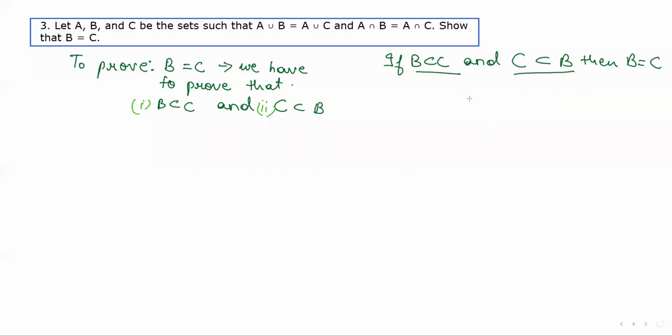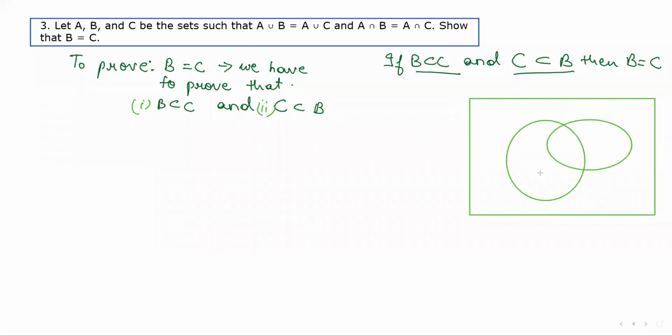If you draw a Venn diagram for two sets A and B, then we can say that this portion is the intersection of two sets, and all the area covered in both the sets A, B, their intersection, this dotted part. So both the dotted regions and the shaded region combinedly form A union B. Now, with this information, we'll first prove B is a subset of C.